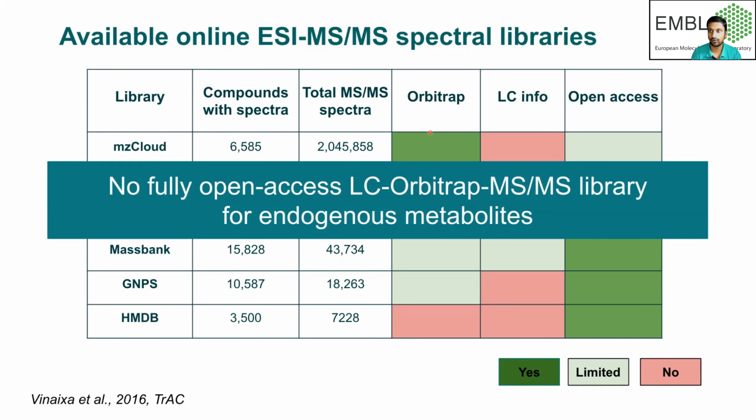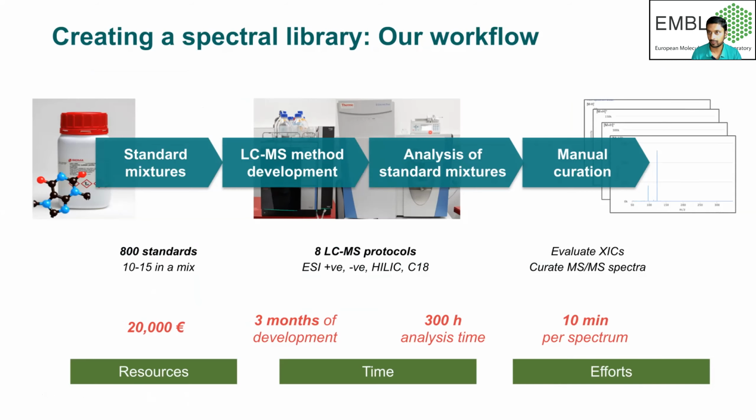So we didn't find any library. This is a common problem for each lab, so we generated our own library. We bought about 800 to 1000 metabolites, created their mixtures, and ran them with 6 to 8 protocols, developing a protocol for each branch. It's a huge amount of work, and then you have to curate that data manually.